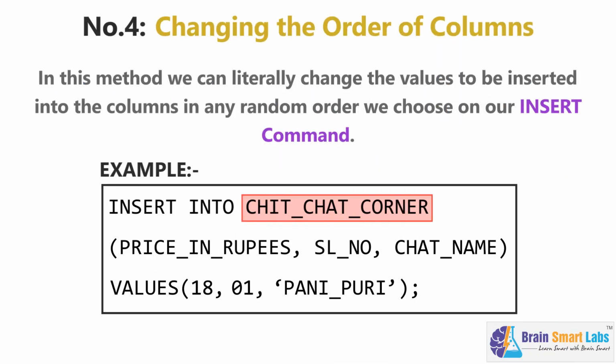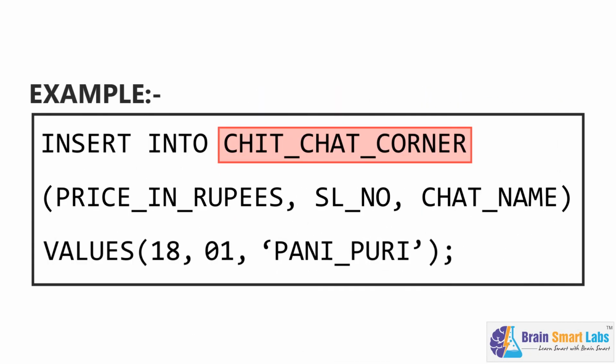Really? If you look at the example for this method of insertion, first we have mentioned the column price in rupees, and so while feeding the values, we are maintaining the same order as mentioned above. Likewise, second we have mentioned the column serial number, and while feeding the values, we maintain the same order. For the third value, the third column mentioned here is chat name, and again we are maintaining the same order as mentioned above. If not, we will be getting a strong SQL error.